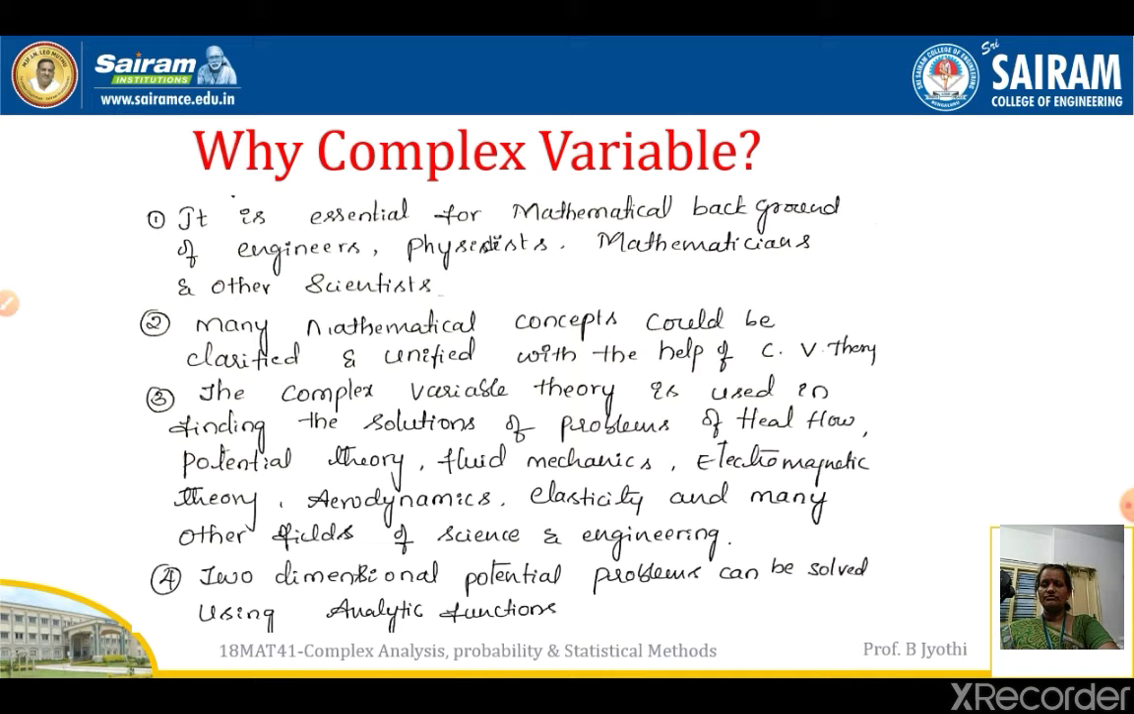Why do we require a complex variable? It is essential for a mathematical background of engineers, physicists, mathematicians and other scientists. Many mathematical concepts could be classified and unified with the help of complex variable theory. The complex variable theory is used in finding the solutions of problems of heat flow, potential theory, fluid mechanics, electromagnetic theory, aerodynamics, elasticity and many more of science and engineering, and two-dimensional potential problems can be solved using the analytical functions.